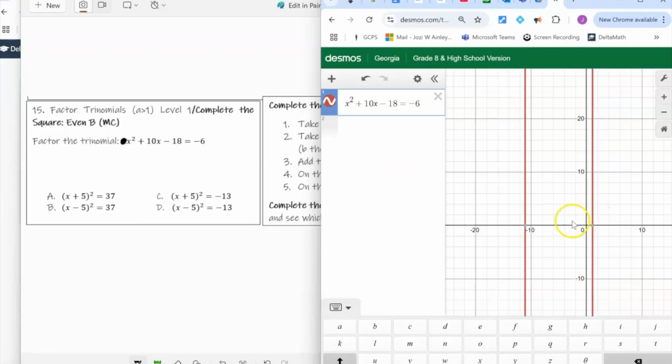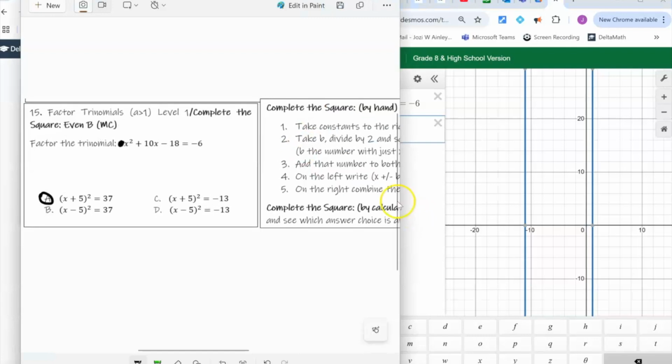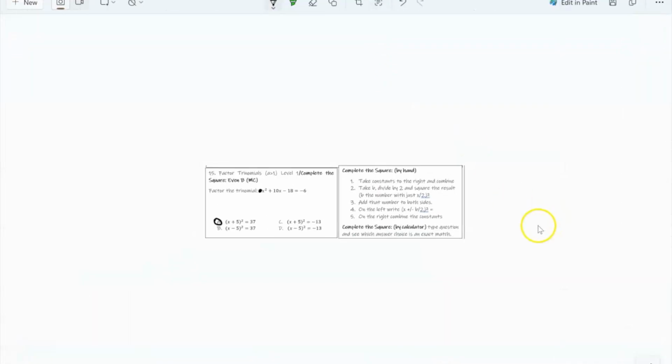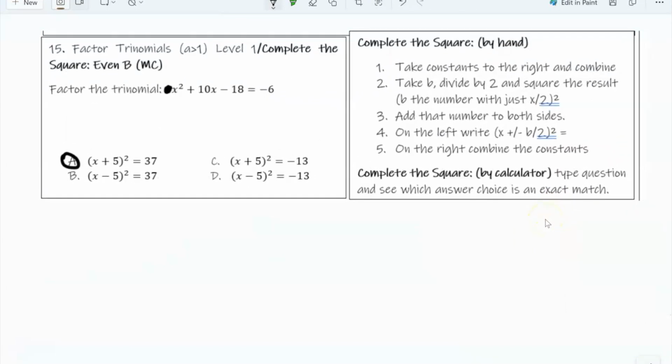So boom, there's my quadratic equation. Now I'm going to type in my answer choices. So there's my first one matched. All right, so my first answer should be A. Now we're going to go ahead and do it by hand. That's how I use the calculator, but doing it by hand is also pretty quick, so we're going to go ahead and knock that out.